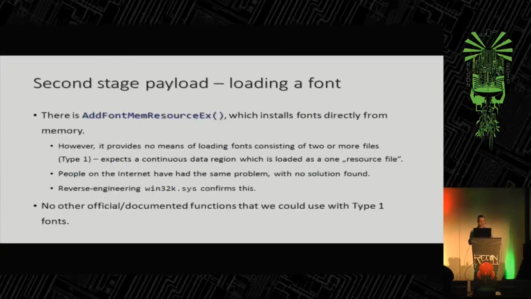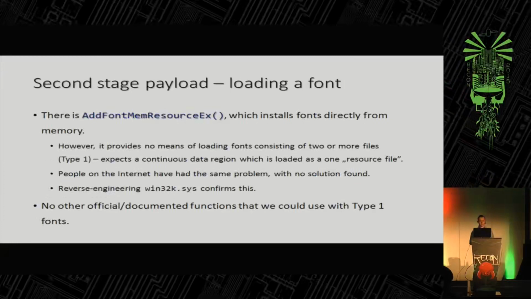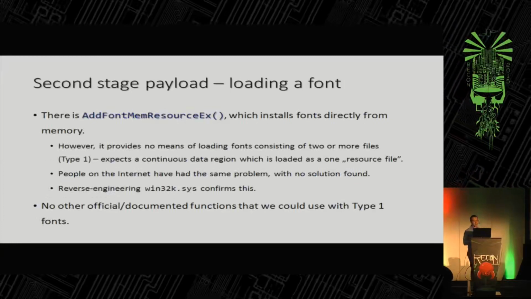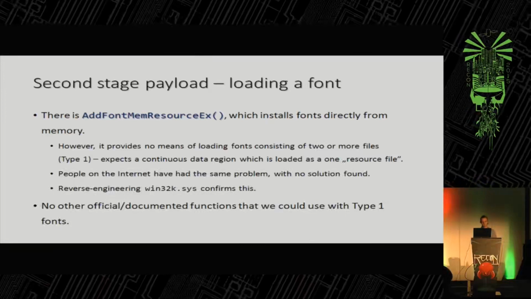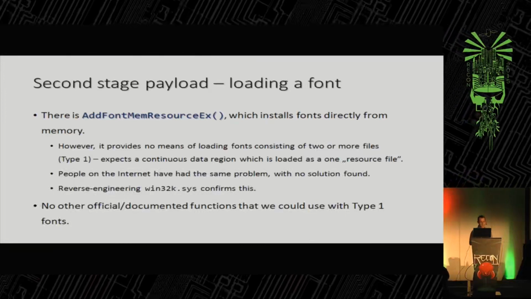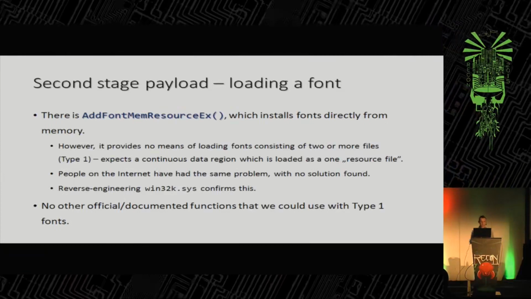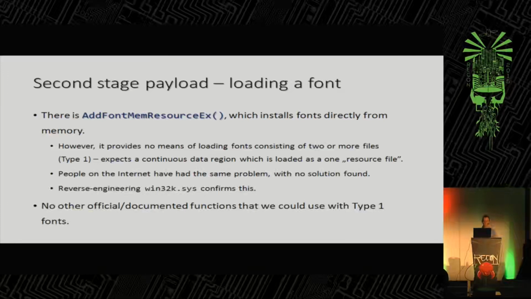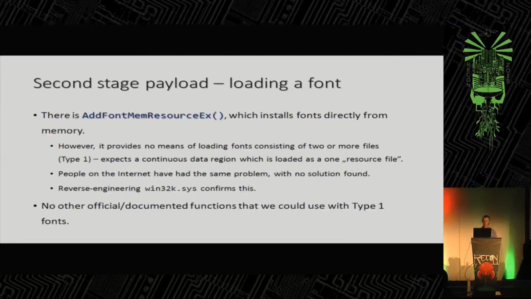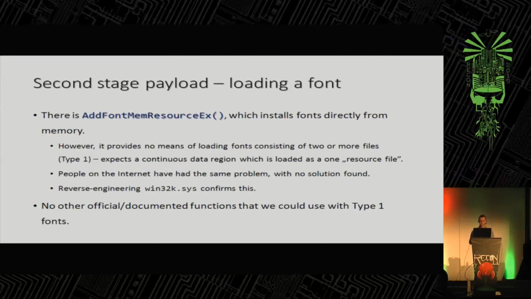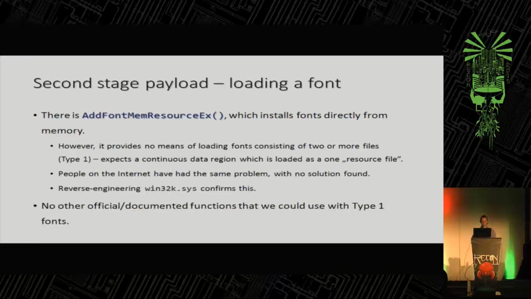And if we look at the documentation, we can see that there is another function for loading fonts in Windows. It's called AddFontMemResourceEx, which installs fonts directly from memory. So that would be convenient because I assume the problem was, and it actually was, in file system access. However, it didn't really provide any means of loading a font consisting of two files. So it could very well load a TTF file or an OTF file, but we needed to load a Type 1 font. And we couldn't really do it with this function, and people on the internet have also been wondering and didn't find a solution.